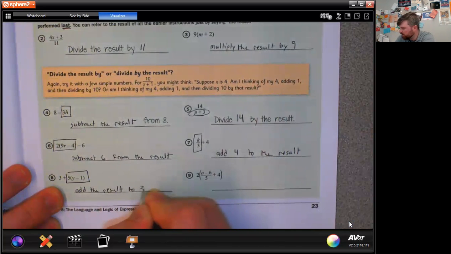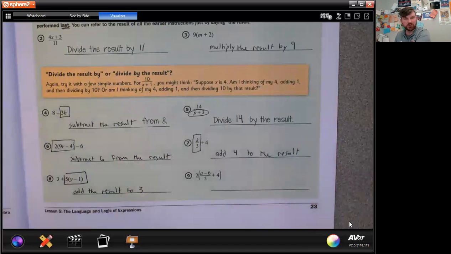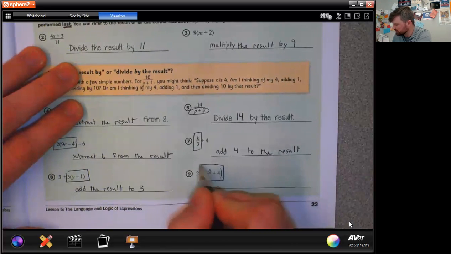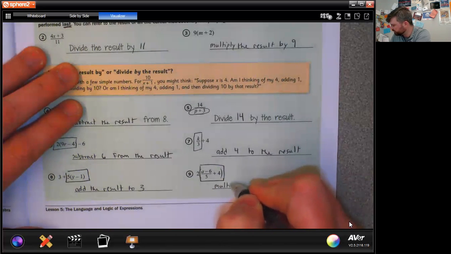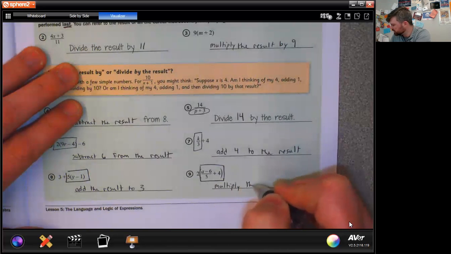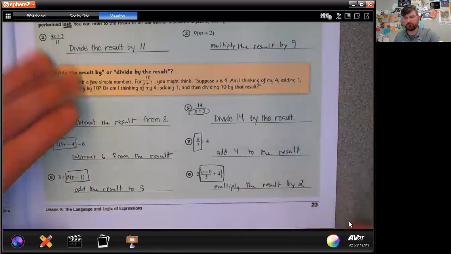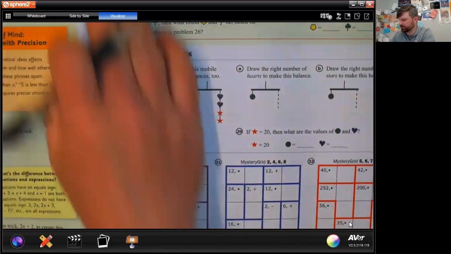2, 3, which is a little bit different than up here. Okay, it was in a different order. Okay, and then this one, this whole thing is the result because it was in parentheses. So we're going to multiply the result by 2.